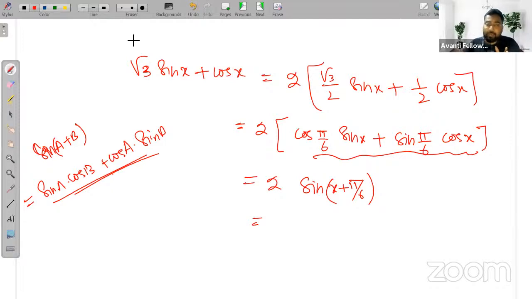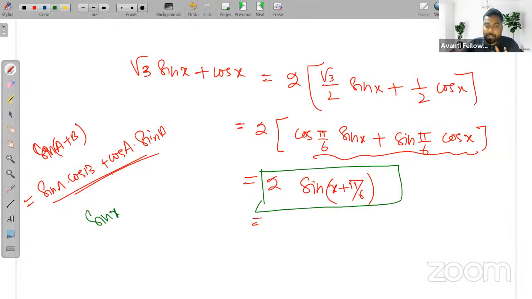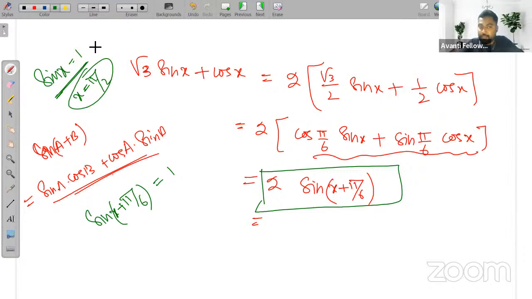Now we need to find the maximum value. So when will this be maximum? When sin of x plus pi by 6 is equal to 1, because the maximum value of sin x is 1. For x equal to pi by 2, sin x gives you 1. So for sin of x plus pi by 6 to be 1, x plus pi by 6 must be pi by 2.